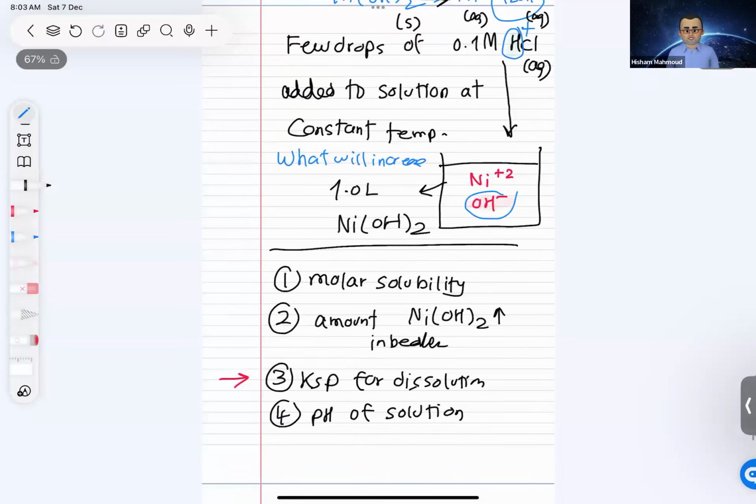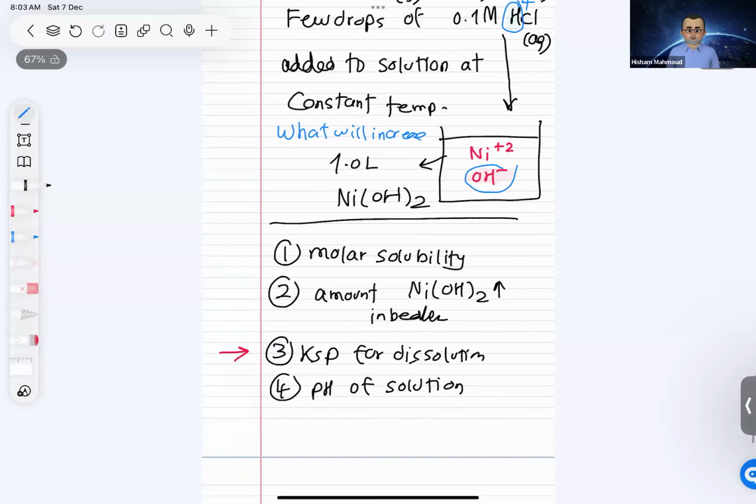The only thing that's going to affect the KSP is the temperature. Do you remember, Yasin, we said why this is happening? Why is the temperature the only thing that affects KSP? Because it doesn't have a reverse reaction. So it is a reverse action. So I have cancelled what I have done.